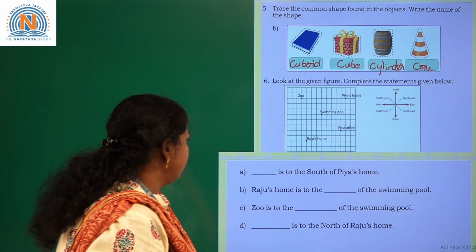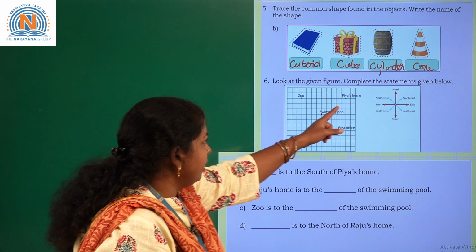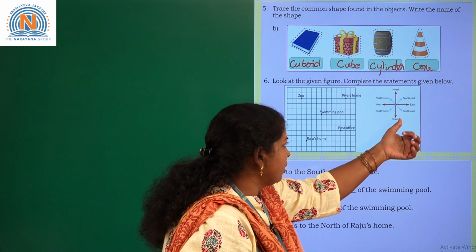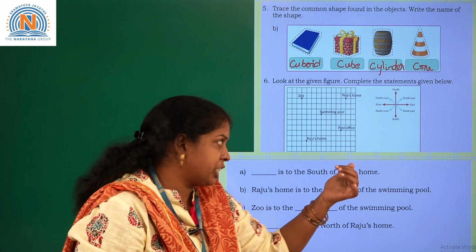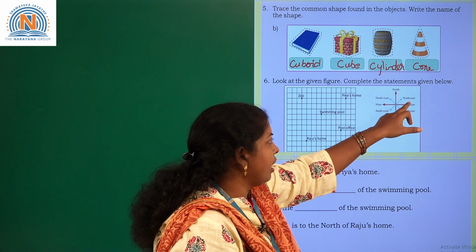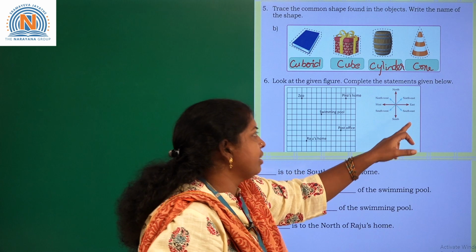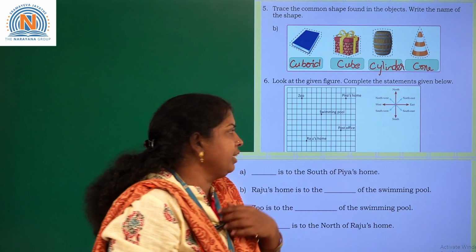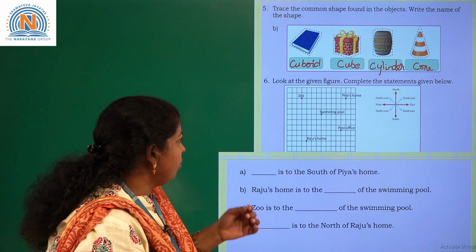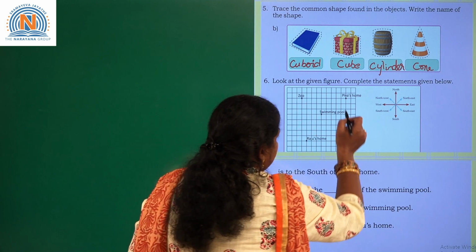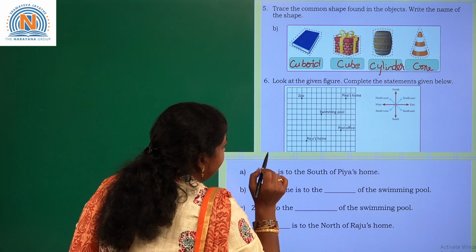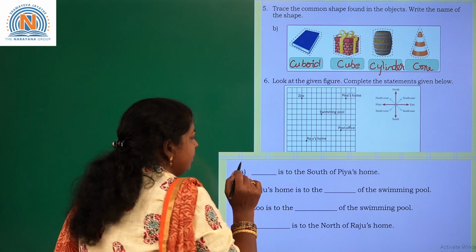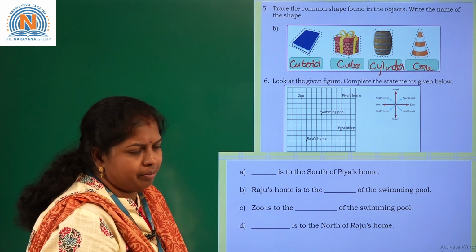Okay, right. Next, look at the given figure. Complete the statements given below. See, there is a compass, right? Here north, south, east, west directions were mentioned. In between north and east, you are having northeast, and in between east and south, you are having southeast. Between south and west, you are having southwest, and west and north, you are having northwest. Right? Now you have to look at this grid, and you have to look at where is Pia's house, swimming pool, post office, Raju's home, Jew. Like this, you have to identify in which direction they are.